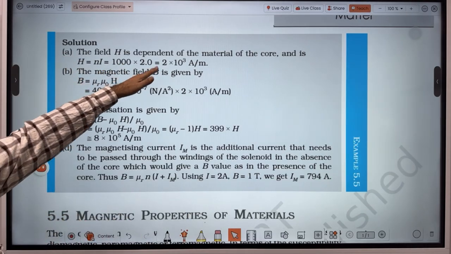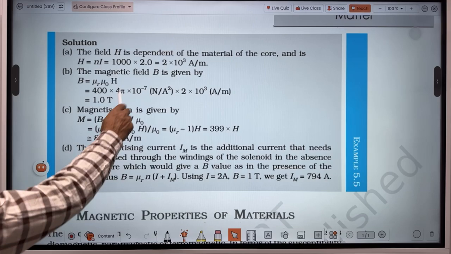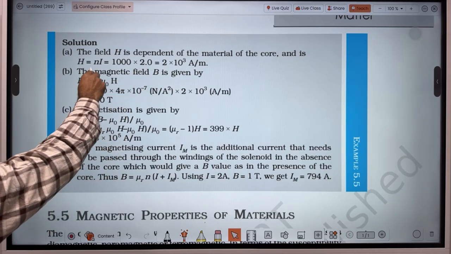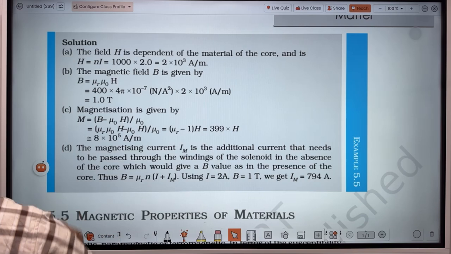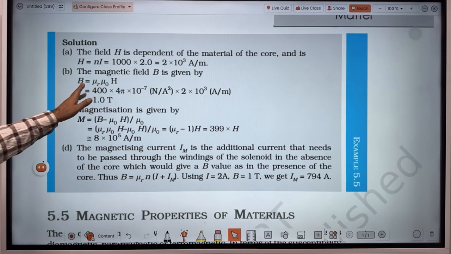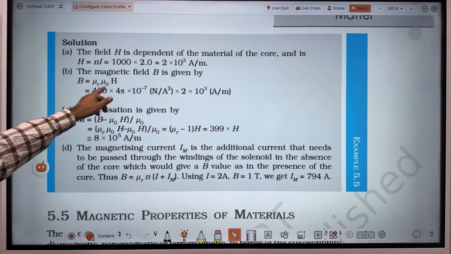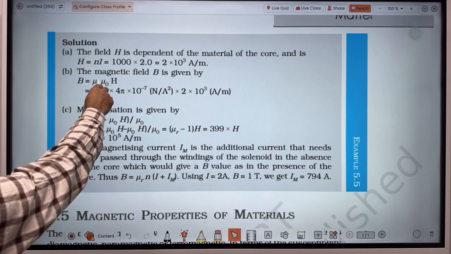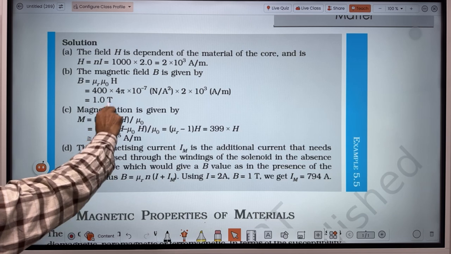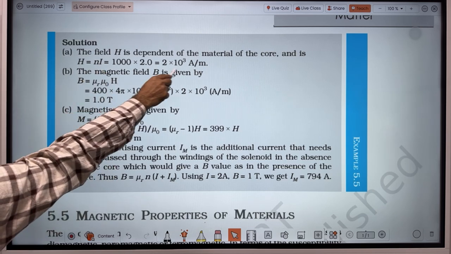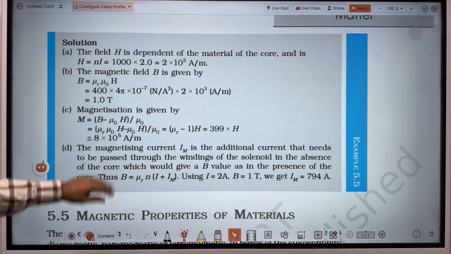The field H is independent of the material of the core and is given by H equal to n I. In our question, I is given as 2 ampere and the number of turns is 1000, so we get 2 into 10 power 3 ampere per meter. Then comes the magnetic field B. We have already studied that B equal to mu r times mu naught times H. Mu r, the relative permeability, is given as 400 and mu naught, you know, is 4 pi into 10 power minus 7, and the value of H you have already evaluated, so you put that value here. So you will get B equal to 1 Tesla.